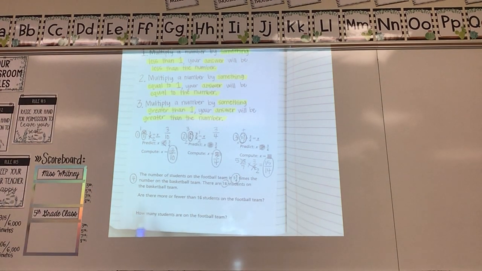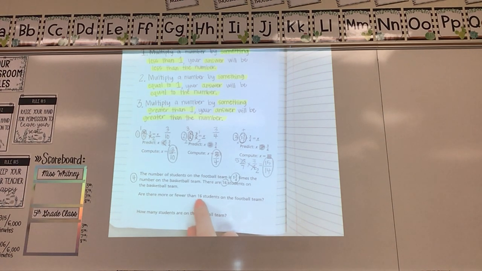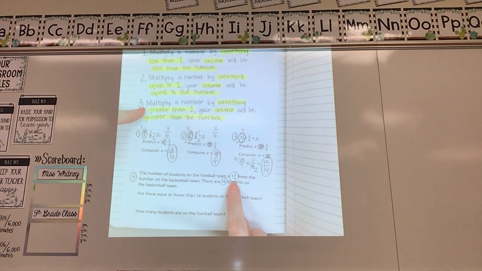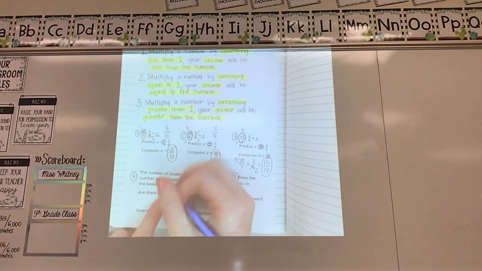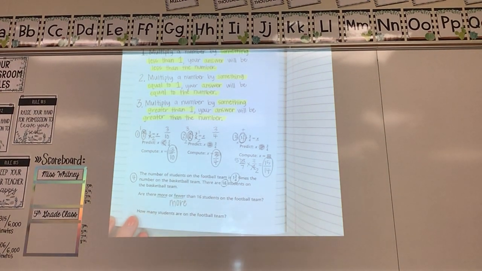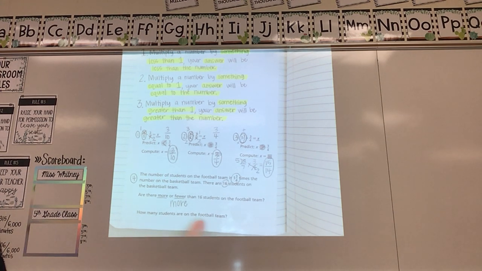And then it's asking, are there more or fewer than 16 students on the football team? Remember, we want to find the opposite number than what is right here. So what's my other number in the problem? That one, 1 3/4. So then I'm going to check my rules. Is 1 3/4 less than 1, equal to 1, or greater than 1? It's greater than. That's 1 whole and some more. So it is more. That's the word that I'm going to write here because they said, are there more or fewer? We said more.